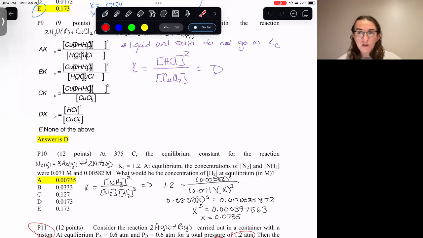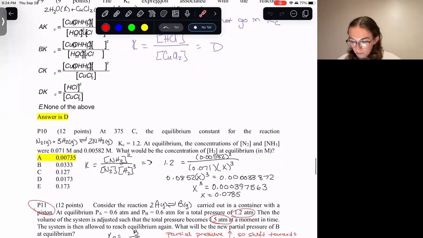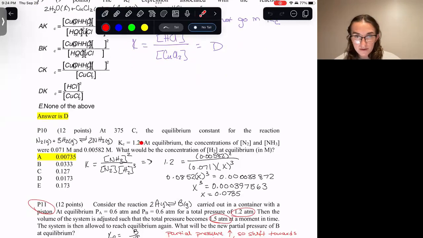So then you have to ask yourself, what do I know from this equation? We're given K in our question, and that can be 1.2. We are given 0.00582, and that's going to be NH3 respectively, so that's going to be on our top. And then N2 is 0.071, so that's going to go down here. You're going to solve for x cubed, and you have to take a cubed root in order to find x.